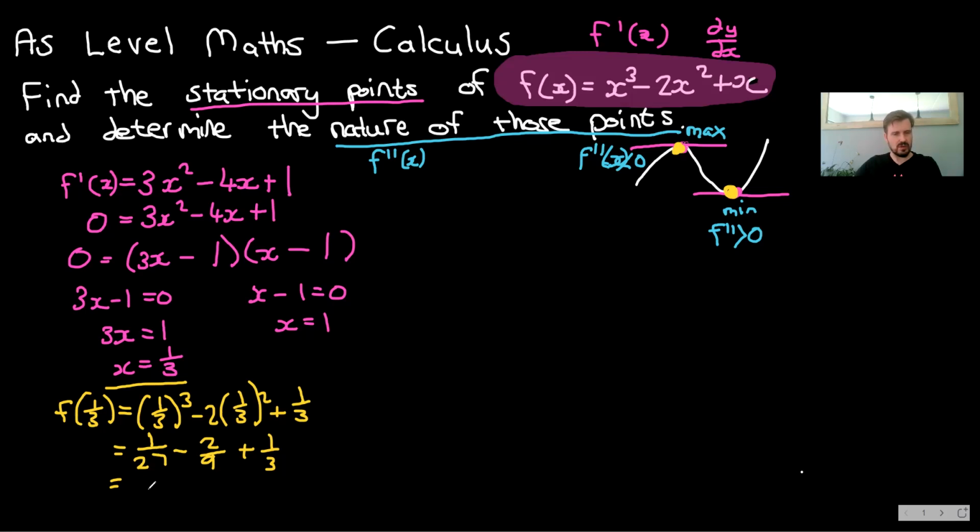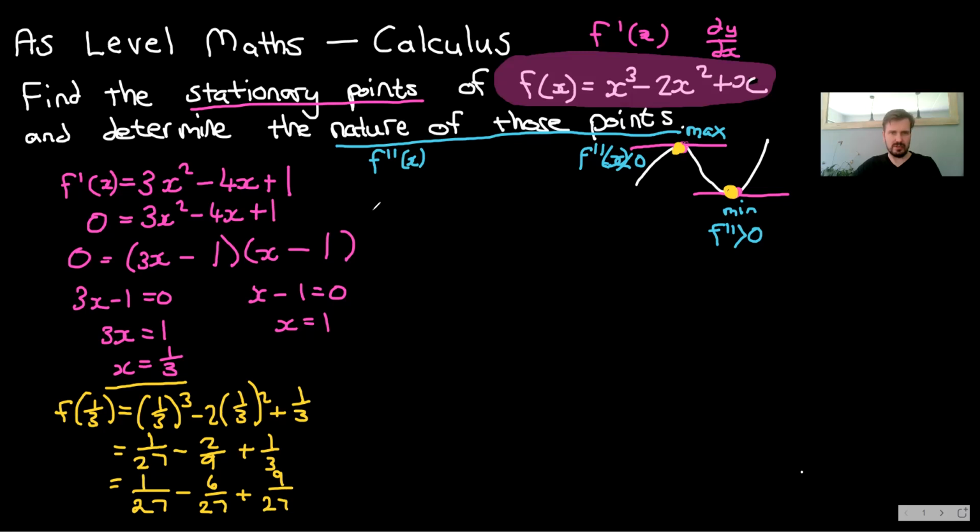So we're going to get them both to everything over 27. Okay, you don't have to do all this. You've got a calculator. I'm just doing it. 6 and 9. Okay, so you get 1 plus 9 is 10 minus 6 is 4. So we get 4 over 27.